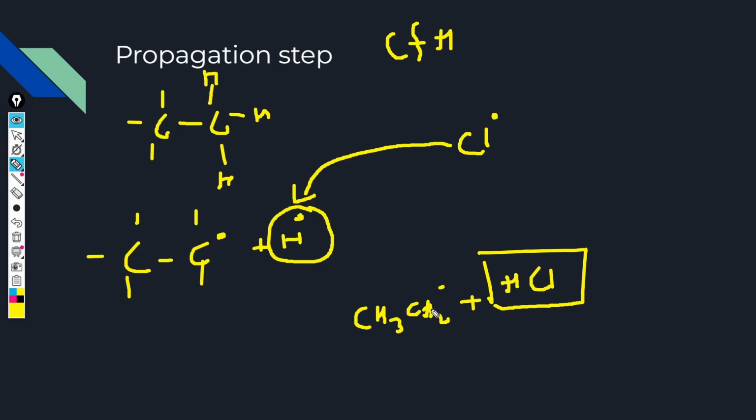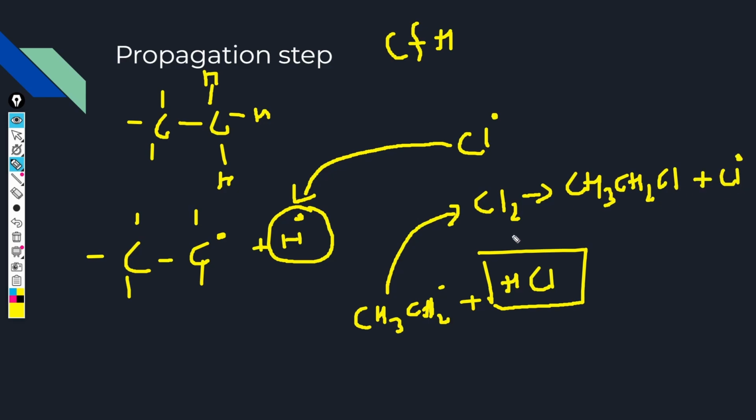Now, you may ask, there is this free radical also. Why doesn't this react? Actually, this will also react. That is part of the termination step, but another part of the propagation step is this reacting with Cl2. This produces CH3CH2Cl plus a chlorine radical again. So this free radical reacts with chlorine to produce the product which you want, chloroethane.